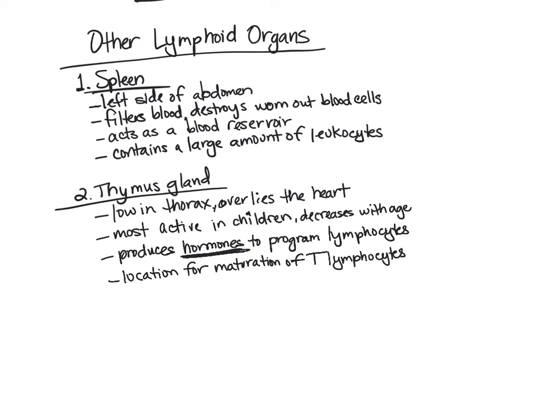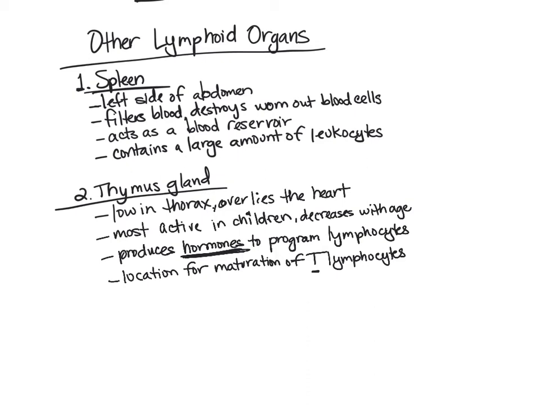So when we talk about the immune system, we have specifically T lymphocytes. So our thymus gland is going to produce the hormones that are going to program our lymphocytes to make them do certain types of functions. And of course, this is why it's most active in children, because as they're growing, they're interacting with all these different things in their environment. There's going to be lots of programming of the white blood cells.